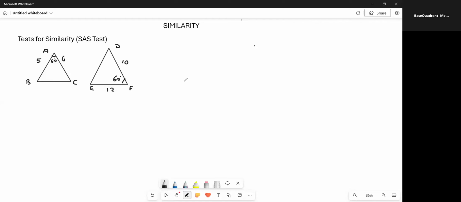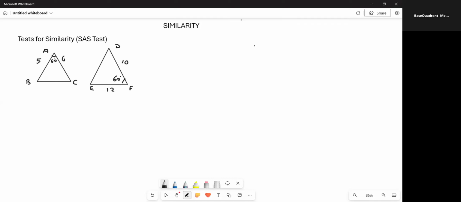Now let's understand the SAS test of similarity. What is SAS test? Side, angle, side. SAS is side, angle, and side. Which means if two ratios of corresponding sides are equal, one pair of corresponding angles are congruent, and the angle lies between the two sides in each triangle, then the triangles are similar by SAS test.